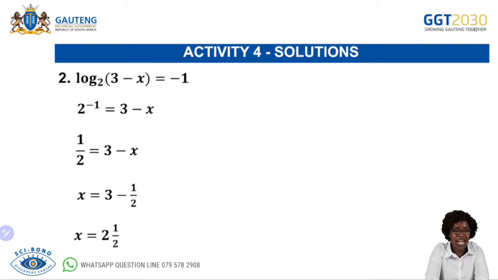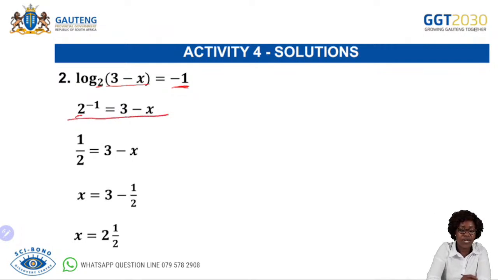You can choose which side you want to put the number, but in this instance, I chose to put it on the right-hand side. Now, this becomes the base, which is your 2 raised to the power of -1, and this will be equal to 3 minus x. Now, to solve this equation, you all can see we now have a linear equation. Linear equations are very simple to solve because all you need to do is make sure that you have the variable on one side and the numbers on the other side.